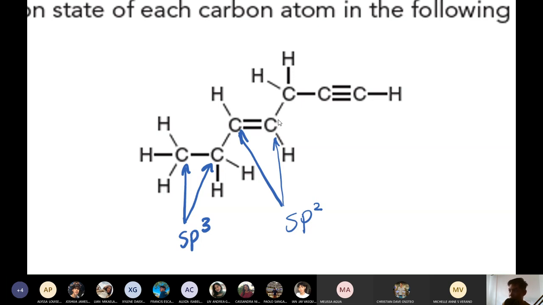Okay, so how about this carbon? This carbon has four different groups. One, two, three, four. Automatically, that is sp3 hybridized. So we only see single bonds. Okay? How about this carbon?